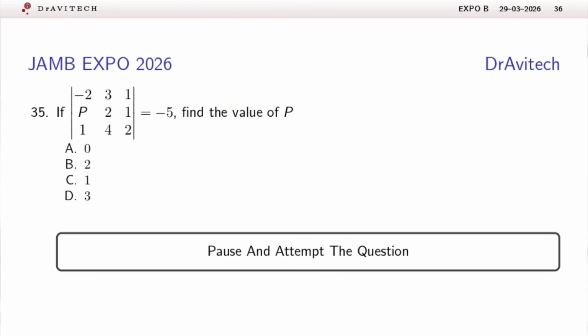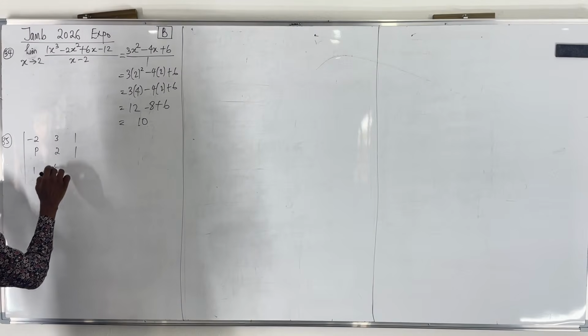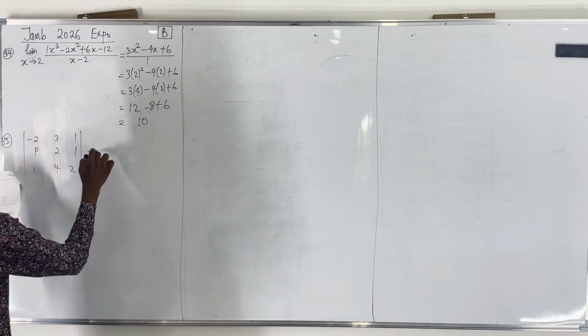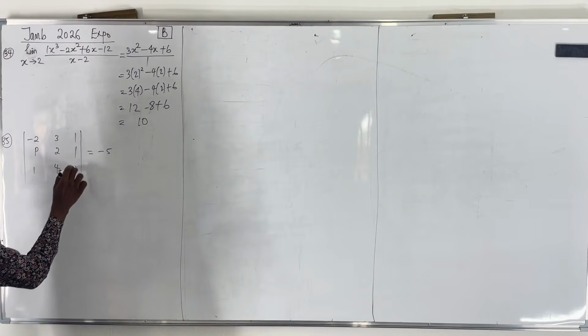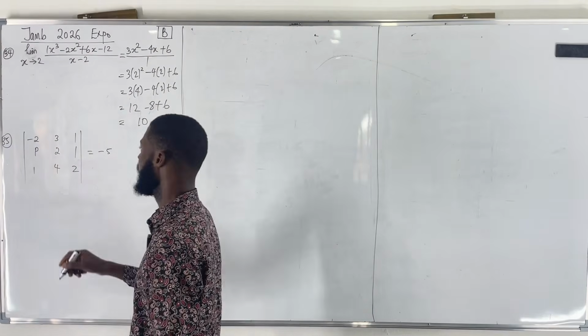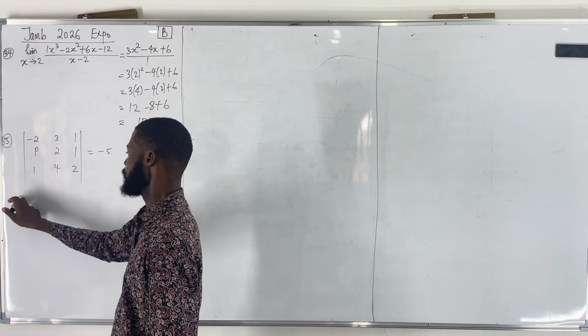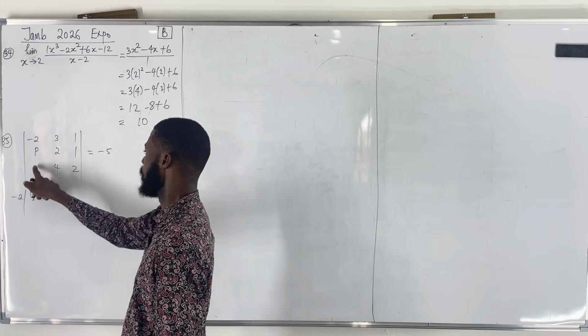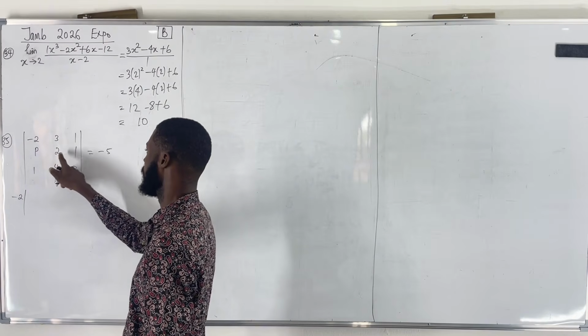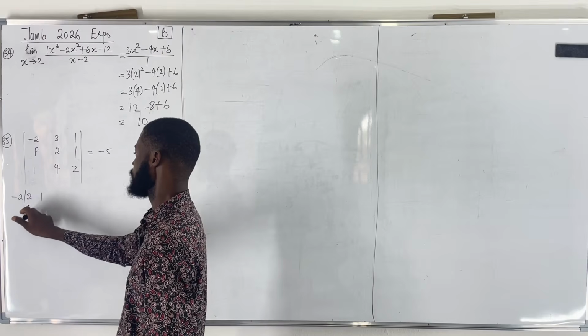Question 35 says, if the determinant of a matrix is minus 5, you have to find the value of P. So let's do it. The determinant of the matrix with rows minus 2, 3, 1; P, 2, 1; 1, 4, 2 gives us minus 5. Using any row or column, I want to use the first row: minus 2, 3, 1. So this will be minus 2. Eliminate the column, eliminate the row. What's remaining will become 2, 1, 4, 2.